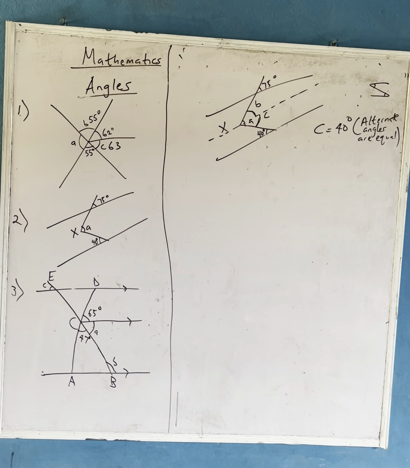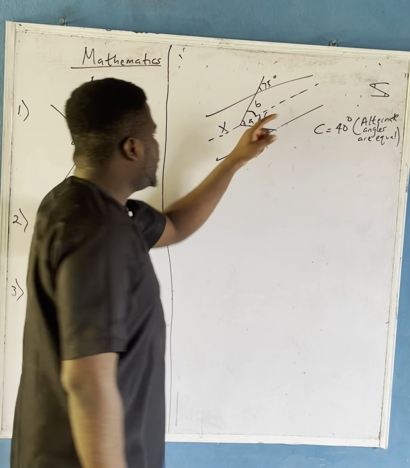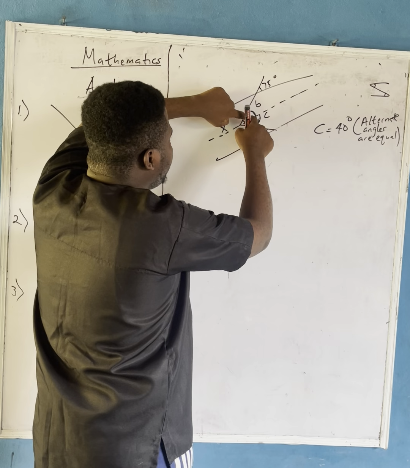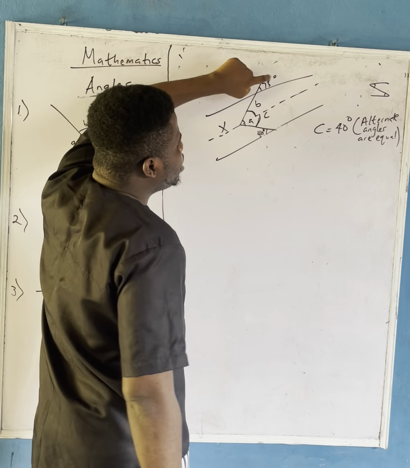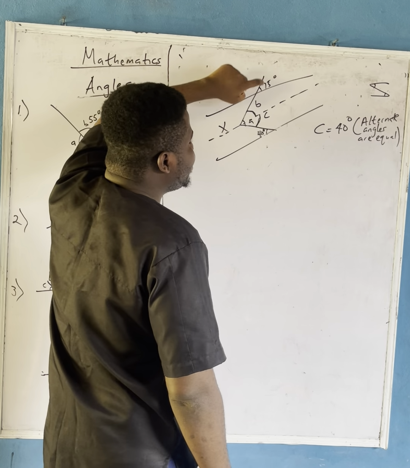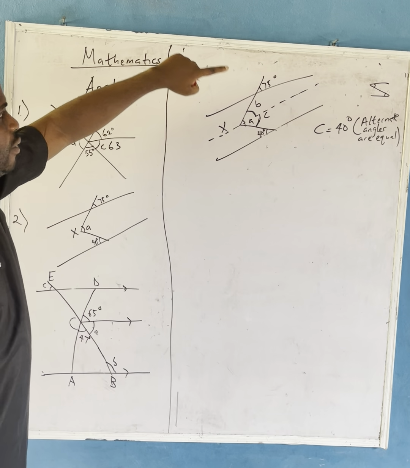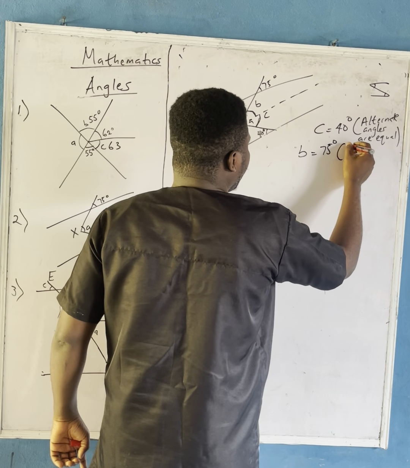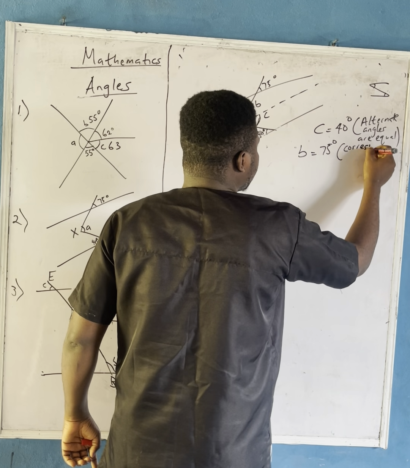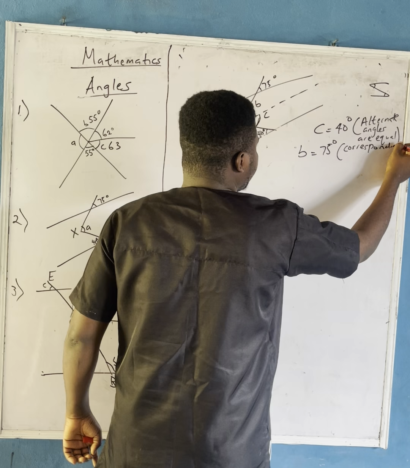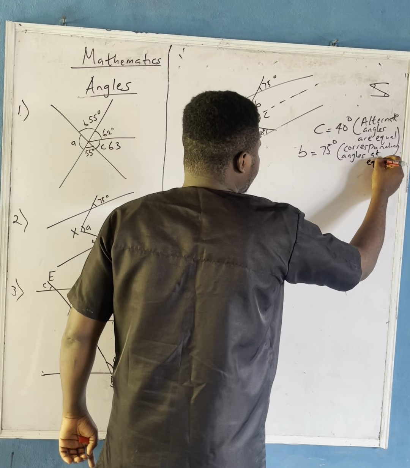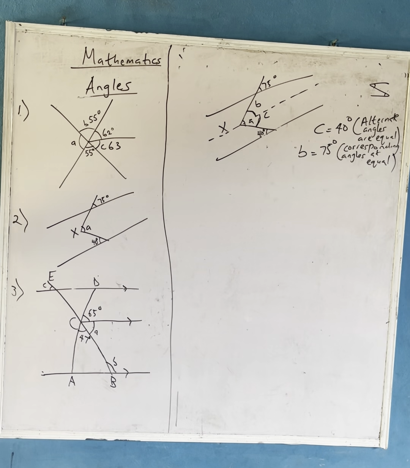Alternate angles are equal. Now, if you look at this angle B, this B alone here, it is corresponding to 75 degrees. This B is a corresponding angle to 75 degrees. So B is equal to 75 degrees. Corresponding angles are equal. So B is equal to 75 degrees.